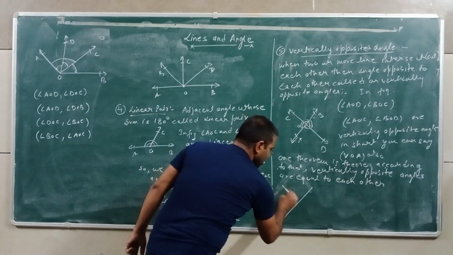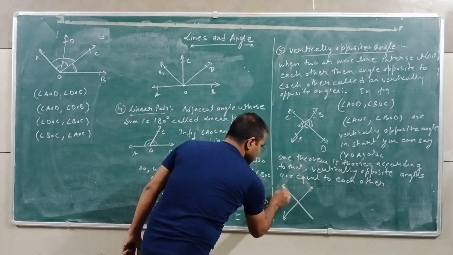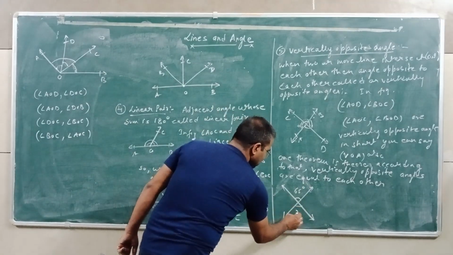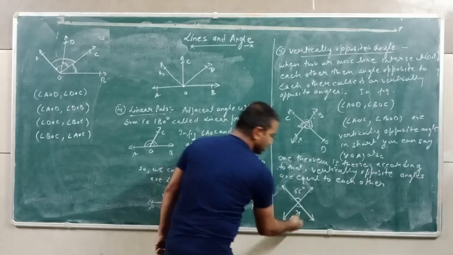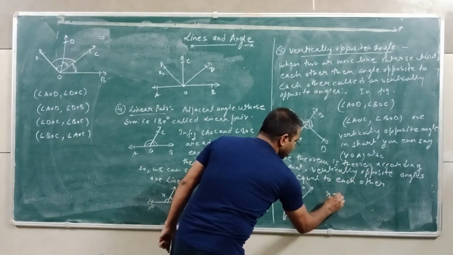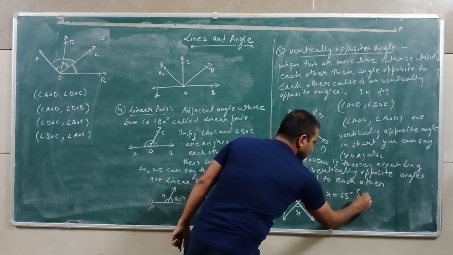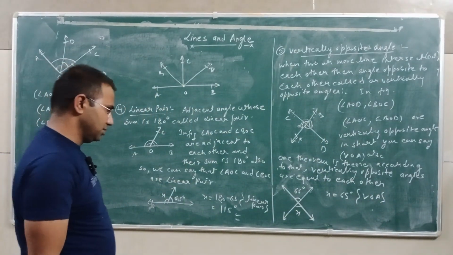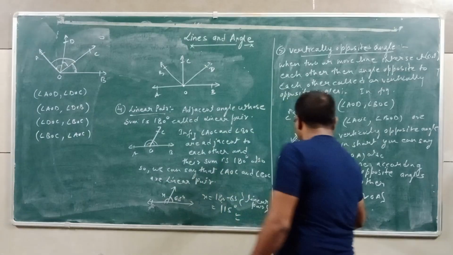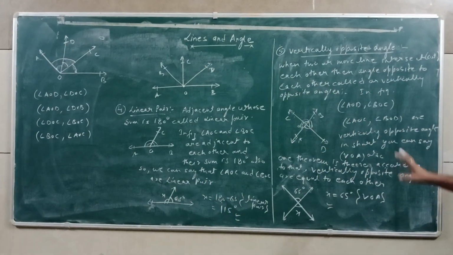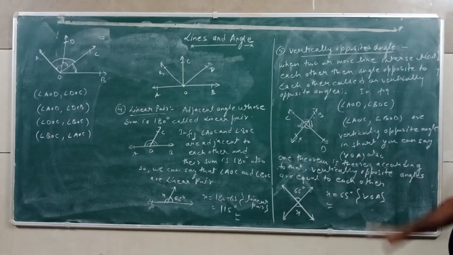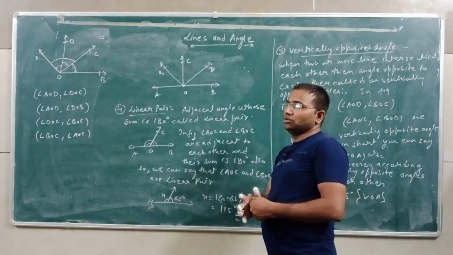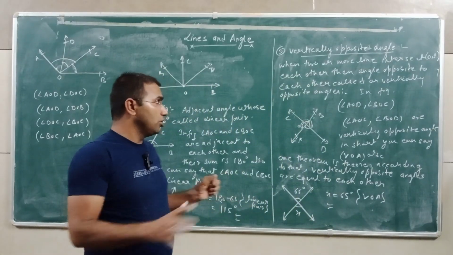Suppose two lines are intersecting each other. Here suppose 65 degrees is given and here x is given. The question is asking what will be the value of x. Then you will write x is equal to 65 degrees, and the reason you will give is VOA, because both are vertically opposite angles. In this way you will tell. Now I hope you have understood what vertically opposite angles are, and what a linear pair, an adjacent pair, and complementary and supplementary angles are.